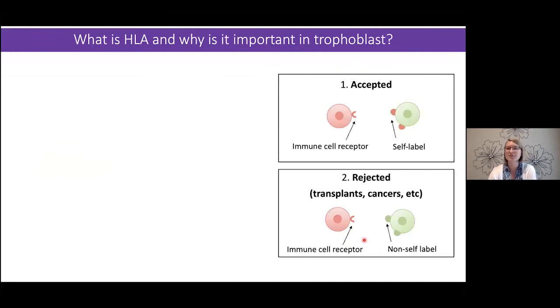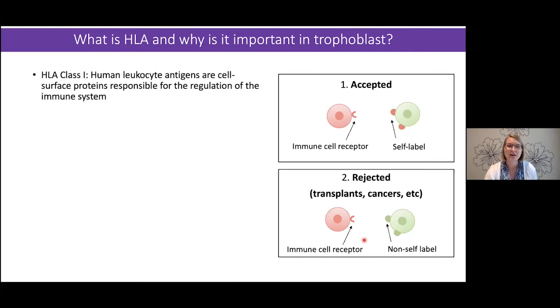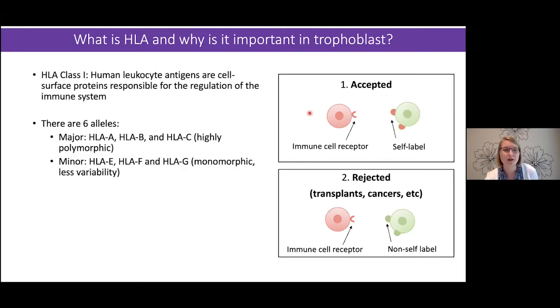But one major characteristic of trophoblasts is really this unique HLA expression. So what is HLA? HLA is the human leukocyte antigens that are cell surface proteins responsible for the regulation of the immune system. And so there are 6 different alleles. The major alleles are HLA-A, B, and C, and these are highly polymorphic.